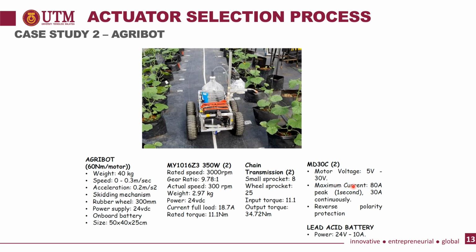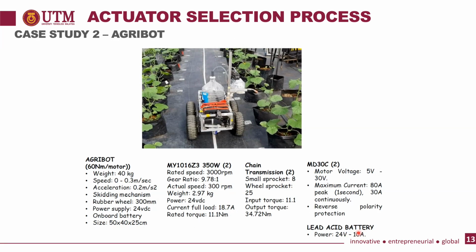Okay, and the maximum current that it can withstand is 80 ampere, which is higher compared to the full load current of the motor. It also has the reverse polarity protections. All right, and this robot is supplied by the lead acid battery, which is 24 volt, operated at 10 ampere.